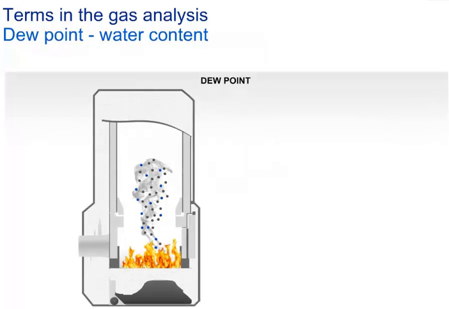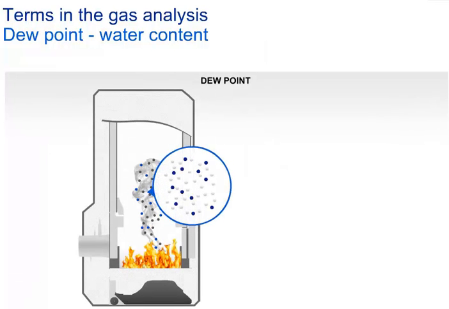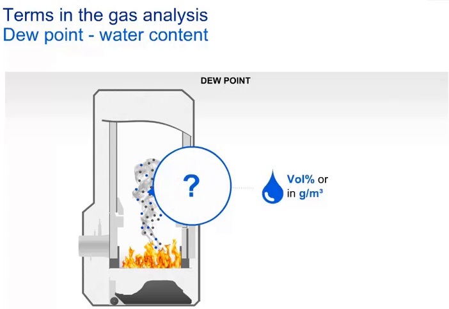Our next parameter is the dew point. The dew point is used to say something about the moisture content in a sample gas. Instead of the dew point, we could also mention the water content in volume percent or in grams per cubic meter. The dew point is a very common parameter for gas analysis. But what is the dew point?